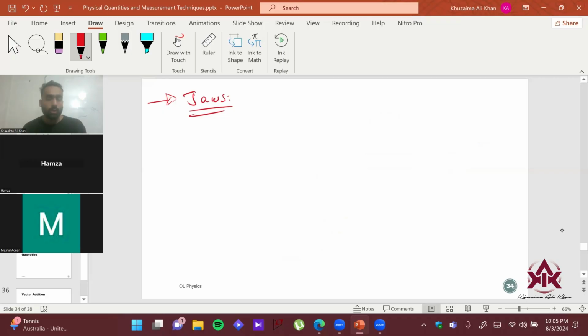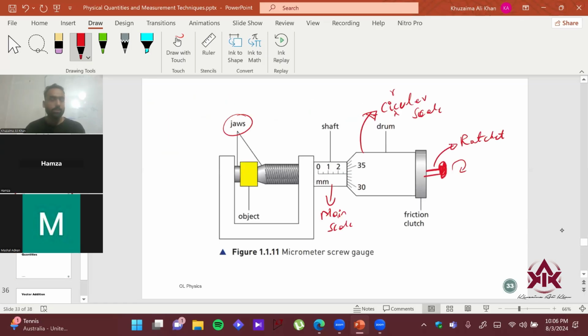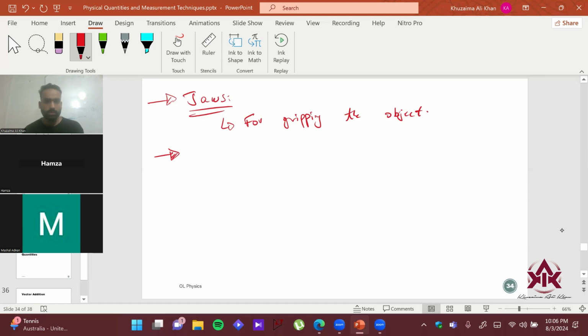Thank you for that. So what is the purpose of jaws? Jaws are basically used for gripping the object, right? For gripping the object. ठीक है. And then we have what? Then we have the main scale, right? So again, it's the scale which is fixed. It gives you a reading in millimeters. ठीक है. The fixed scale, and it gives you the reading in millimeters.